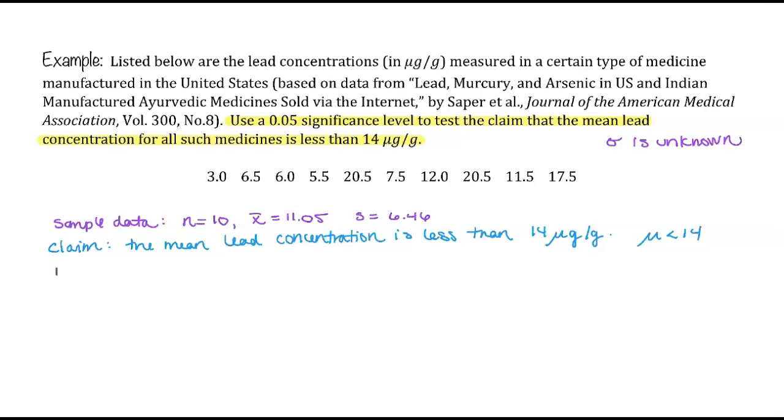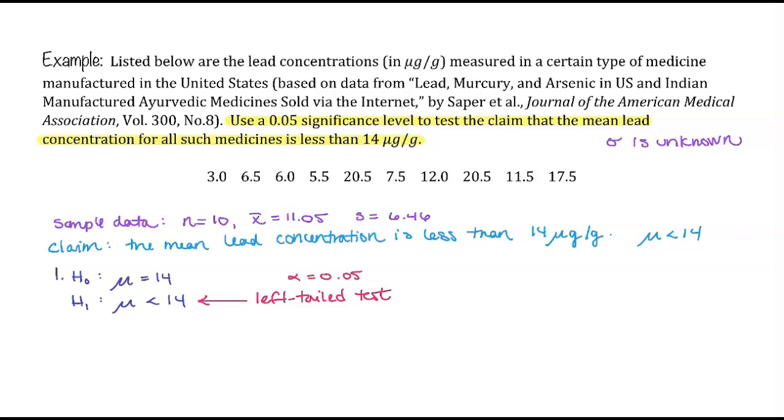Now we'll list out the null hypothesis, H0. It's a statement of equality, and we'll grab the 14 from the claim. So our null hypothesis is that mu is equal to 14. Our alternative hypothesis, H1 then, is mu is less than 14, taken from the claim. From this we can tell that this will be a left-tailed test. And we also know that our significance level, alpha, is equal to 0.05.